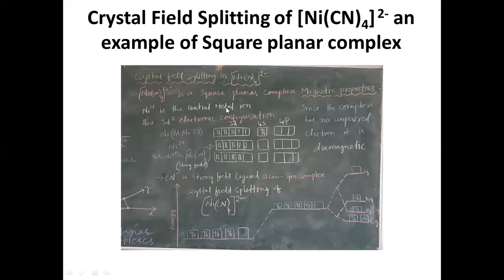We also studied how [Ni(CN)4]2- is a square planar complex, with nickel 2+ as the central metal ion. The ligands allow electrons to pair up, and it forms a low spin complex with no unpaired electrons, so it is a diamagnetic complex. Very nice.